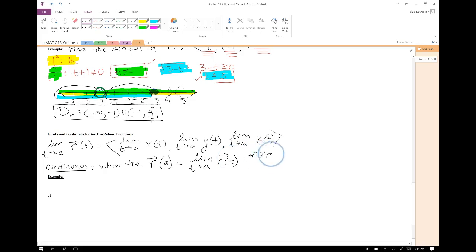This means that our limits can be calculated with direct substitution. We don't have to use any fancy rules like L'Hopital's rule or factoring and canceling, any issues like that. We can get these limits just by directly plugging the a value in for t.